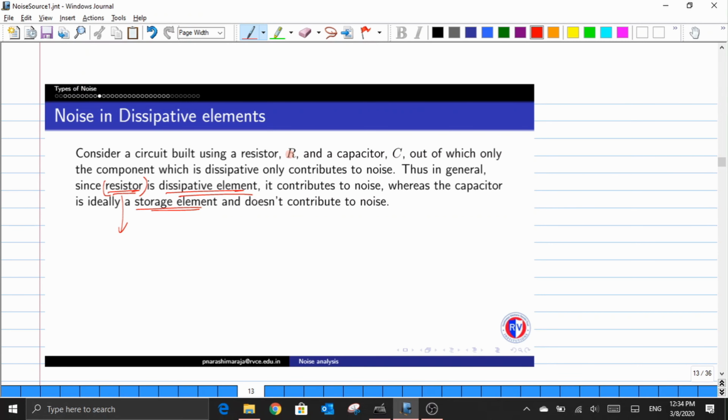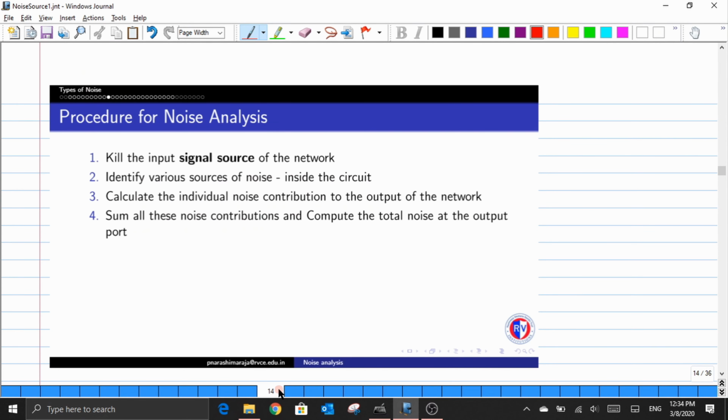Now let us quickly apply this concept onto our next problem set. But before that, let me summarize the procedure that we need to follow when we perform a noise analysis. The first step is that for a given circuit, kill any input signal sources of the network. Here one has to clearly ensure that we are not killing the noise sources, but what we are killing is the input signal source. This is an important point that has to be considered.